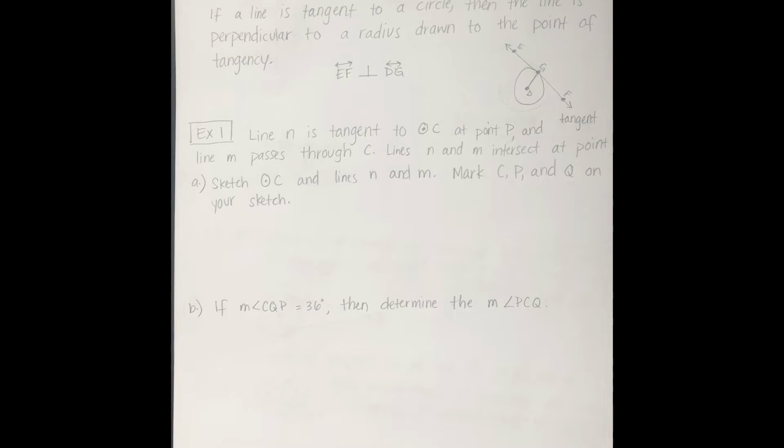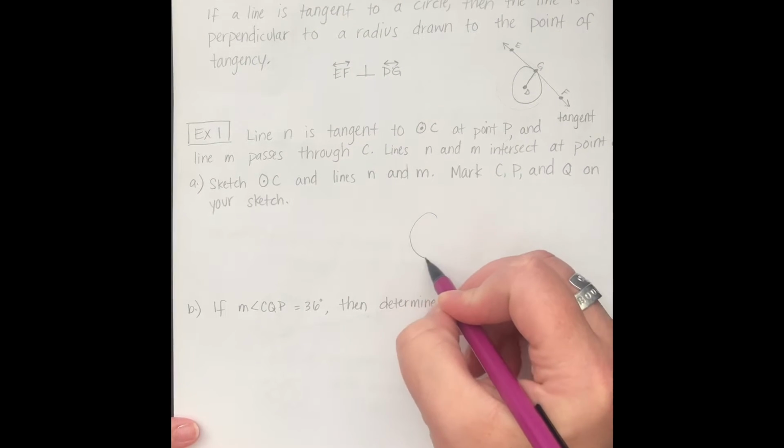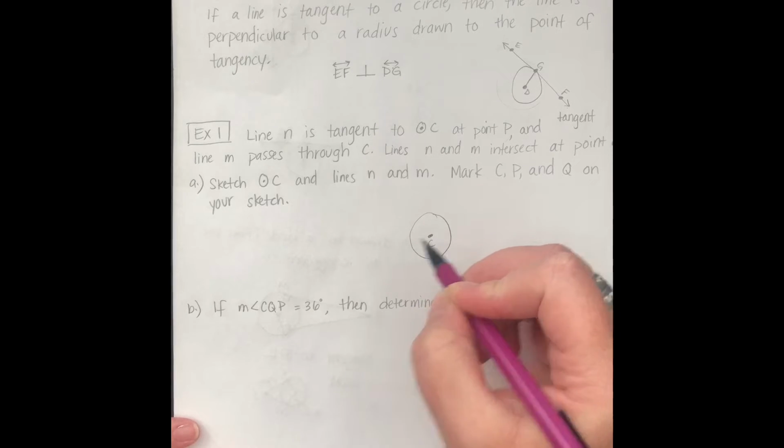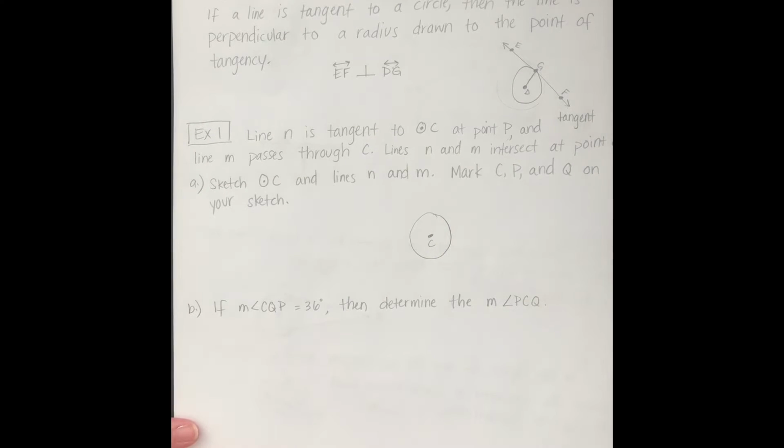Our first example says line N is tangent to circle C at point P, and line M passes through C. Lines N and M intersect at point Q. First question, they say sketch circle C. Well, we can sketch circle C. That's pretty simple. Just a circle where C is the middle of the circle, and lines N and M. Then mark C, P, and Q on your sketch.